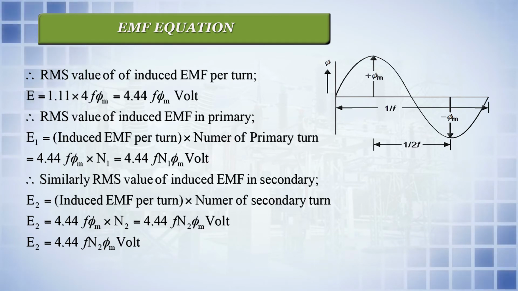The RMS value of induced EMF in the primary can be written as E1 equal to the induced EMF per turn multiplied by the number of primary turns, which is N1. The induced EMF per turn is 4.44 f phi m, multiplied by N1. So the induced EMF E1 comes out equal to 4.44 f N1 phi m. Similarly, you can find the RMS value of the induced EMF on the secondary side. The induced EMF in the secondary can be written as the induced EMF per turn multiplied by the number of secondary turns. So E2 is equal to 4.44 f N2 phi m.